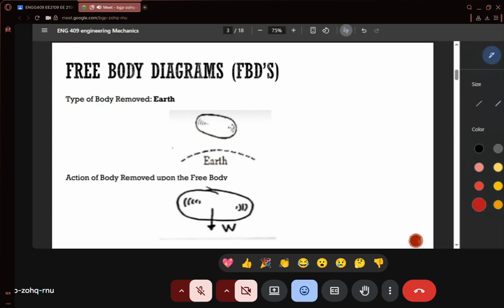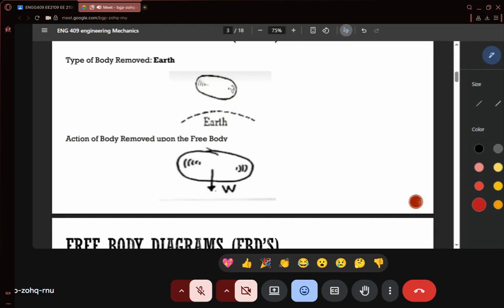Okay, example. The type of body removed was earth. So you don't need to actually draw the earth every time you need to draw the weight of the body. That will be very time consuming, right? We just know that if we're talking about the effect of gravity or the weight of the body, that is because of the earth. So the action of the body removed upon the free body: the pull of the gravity of the earth causes the body to have a weight, in kilogram force or newton. So all those units.